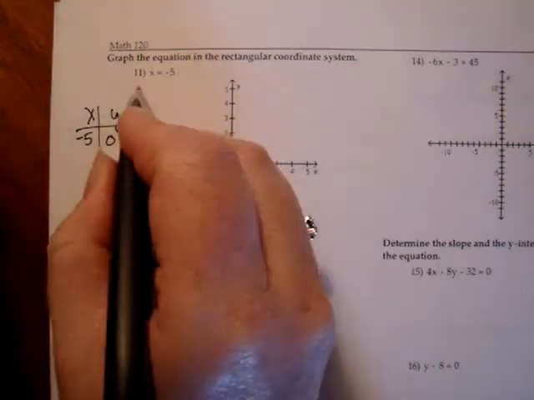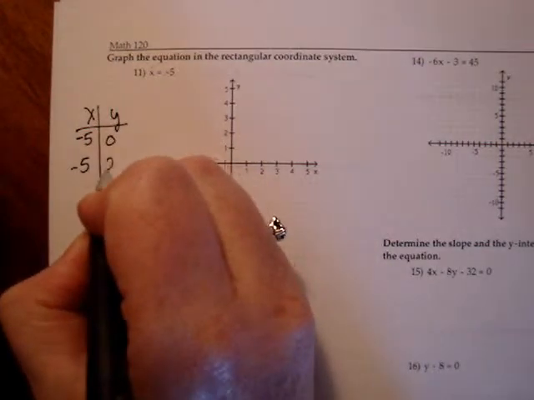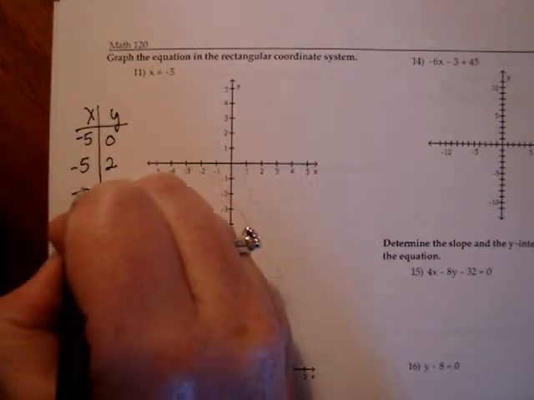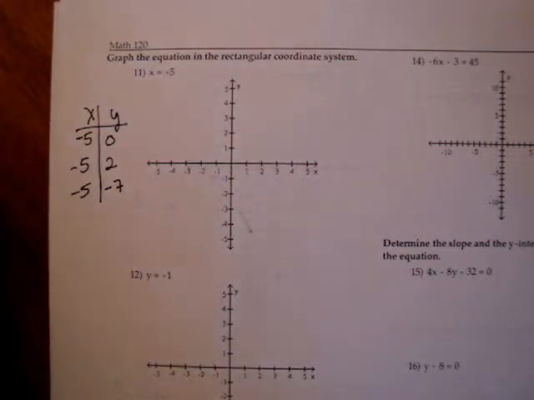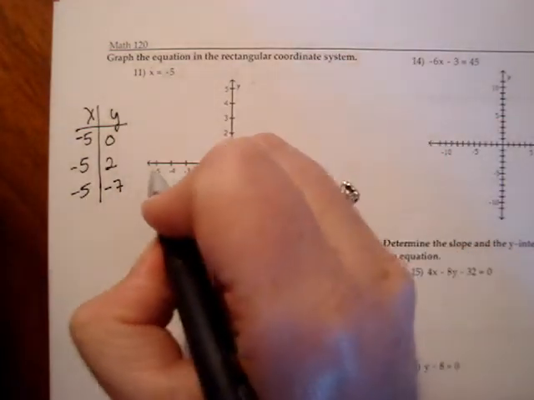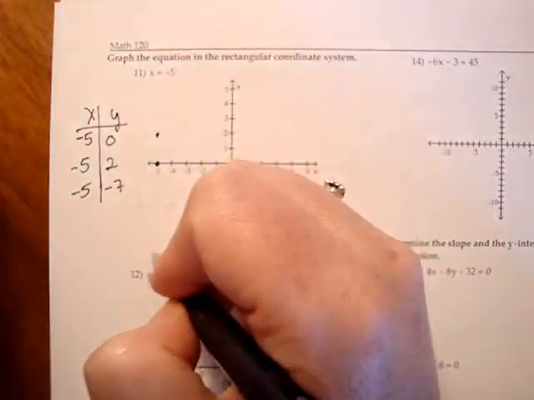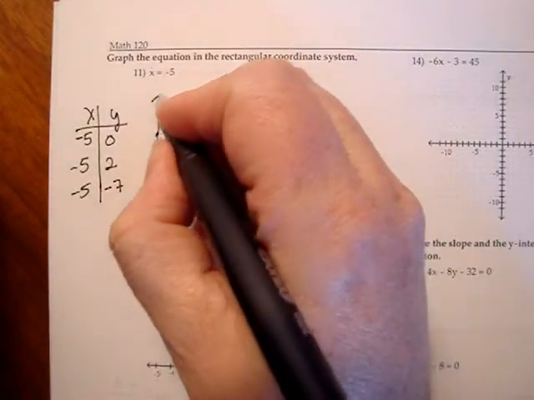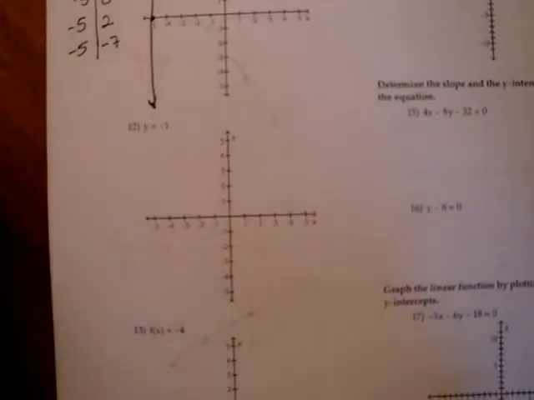Now let's do it again. This is telling me x is equal to -5 and y can be, oh, I don't know, 2. x is equal to -5 and y can be -7. Now plot these points. x is -5 and y is 0. -5 and 2. -7 is way down here. Aha, this is a vertical line. Done. Okay, let's do a horizontal.